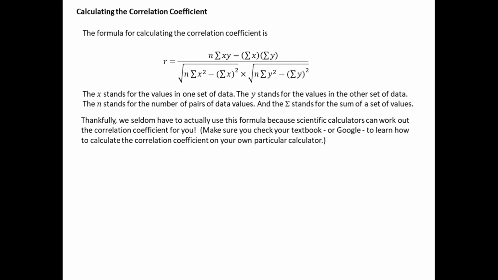Yes, but thankfully, we seldom have to actually use this equation because your scientific calculator can work out the correlation coefficient for you. Huzzah! Now you're going to have to do some work yourself to go and check out how your particular calculator works out the correlation coefficient. For some of the calculators, the method is described in your textbook. You can go and look it up there. If your calculator is not covered in the textbook, you are going to have to go onto Google. Just type in your calculator's make and model number and correlation coefficient, and you'll find plenty of videos and documents describing exactly how to do it.